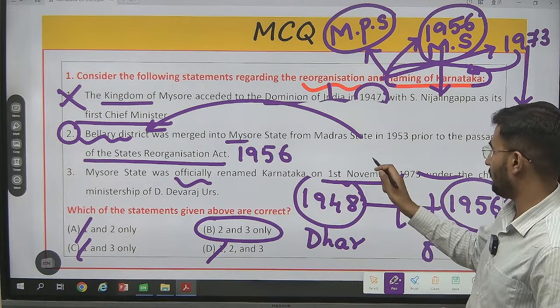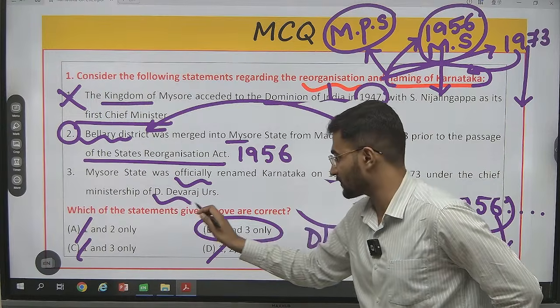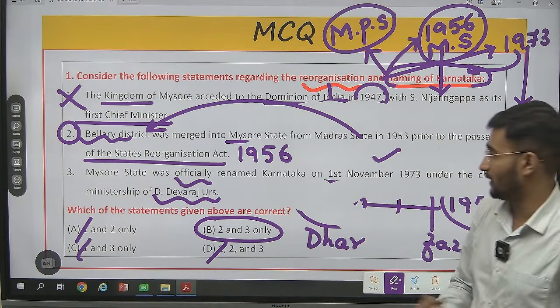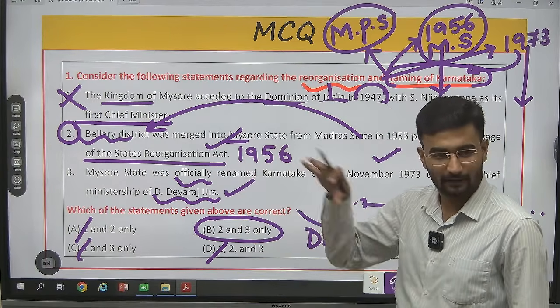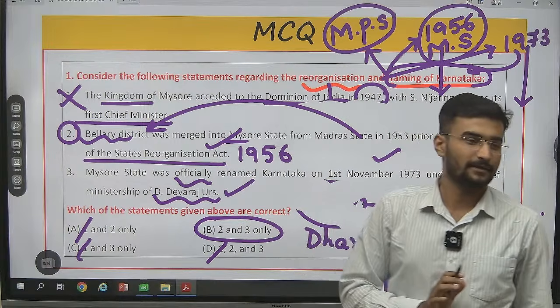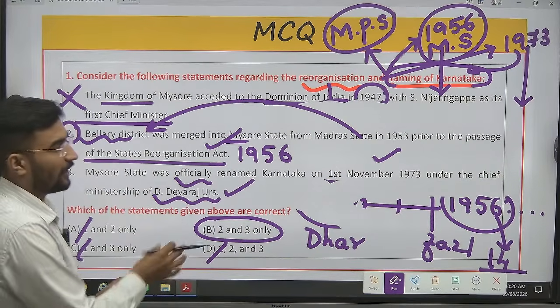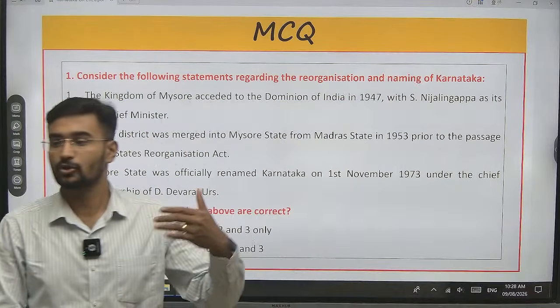And the third is that Mysore state was officially renamed on November 1st, 1973 under the chief ministership of whom? Devaraj Urs. Under the chief ministership of Devaraj Urs, again this 2 and 3 is right, and the answer is B and C, or 2 and 3. Done. Now, such questions are asked, but when they are asked, how to solve such questions?